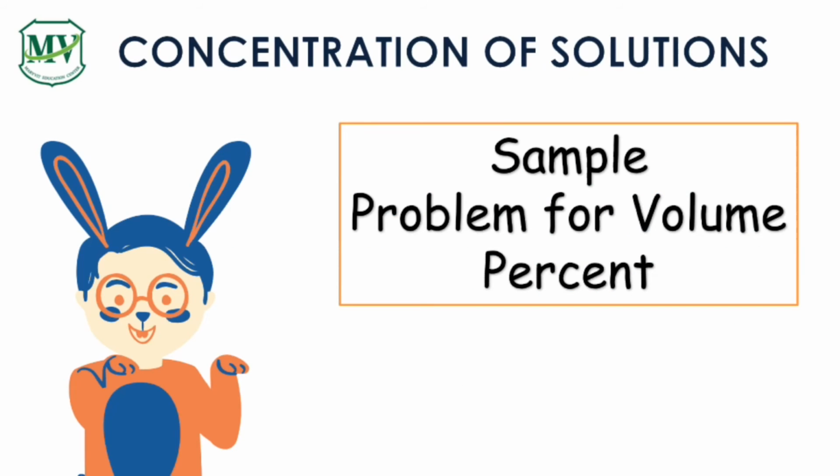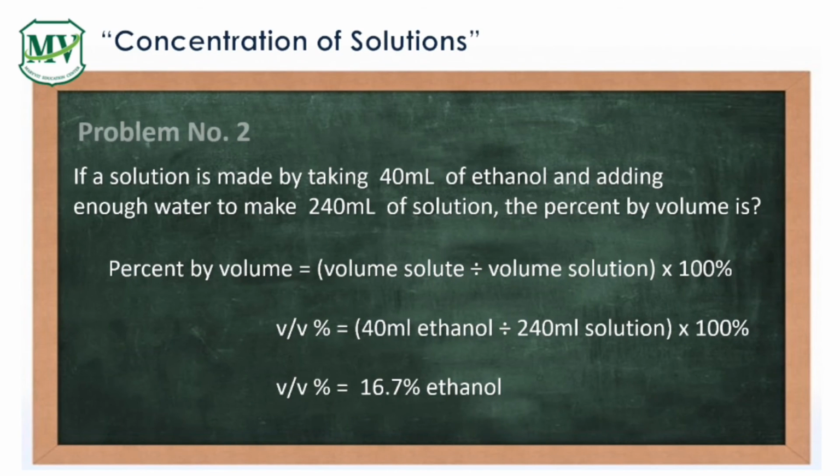And here's a sample problem to illustrate volume percent. Problem number 2. This problem is pretty straightforward because the volume of the solution is already given. You need only to replace the variables in the equation with the numerical data supplied. Do the math and you will get 16.7% ethanol.